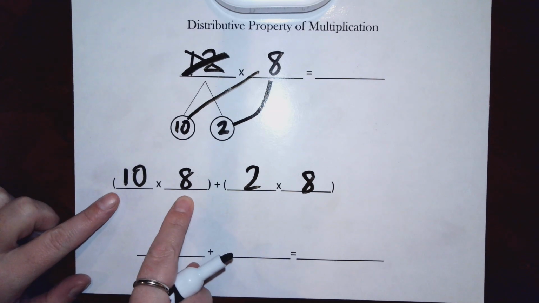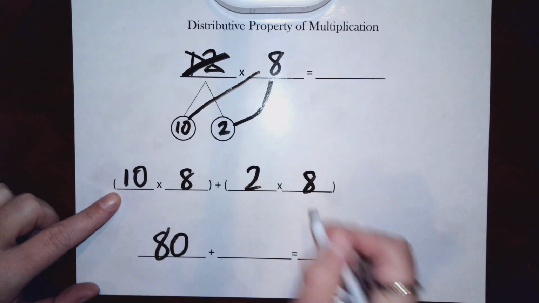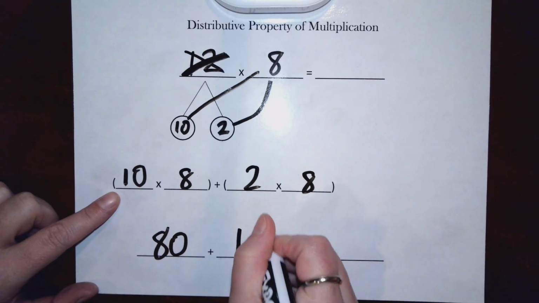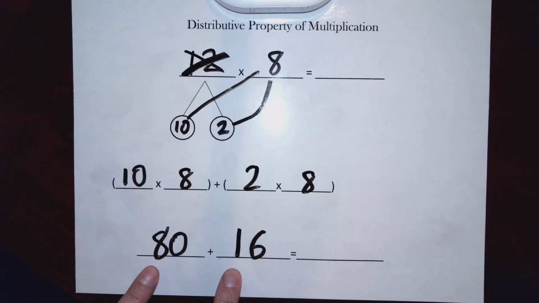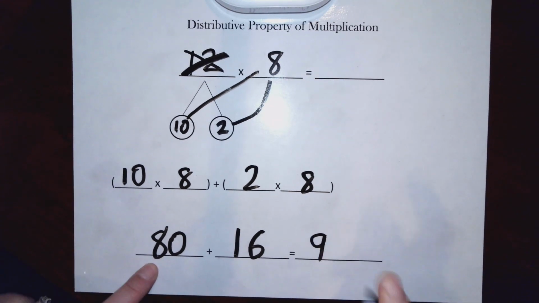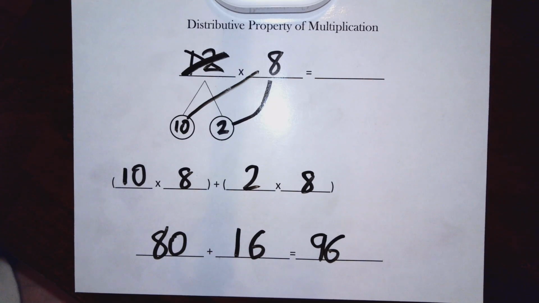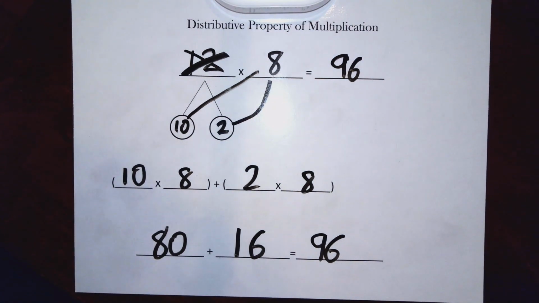So 10 times 8, so if I have 8 tens, I have 80. And if I have 2 8s, I have 16. Now I'm going to add them together. So I have another 10, so that makes 9 tens. And then looking at my ones, I have 0 ones and 6 ones, which gives me 96. And then I'm going to put my answer up here also.